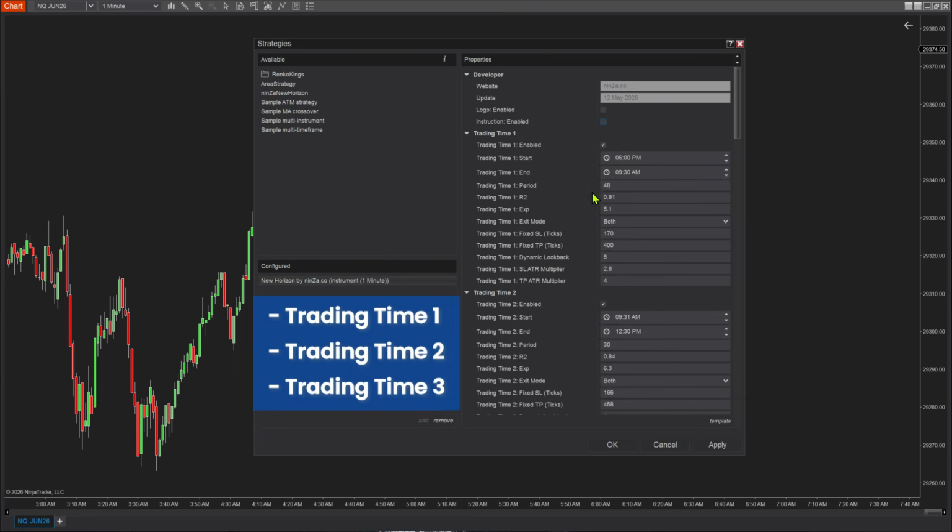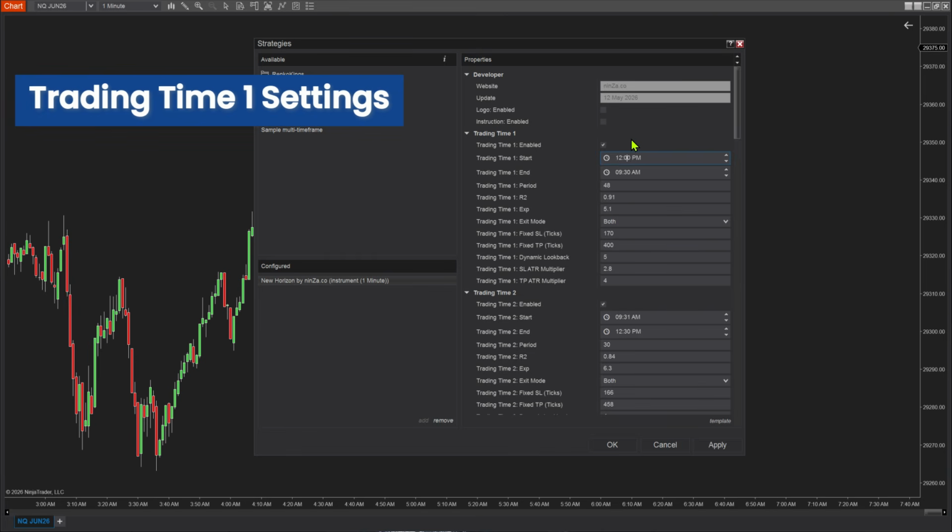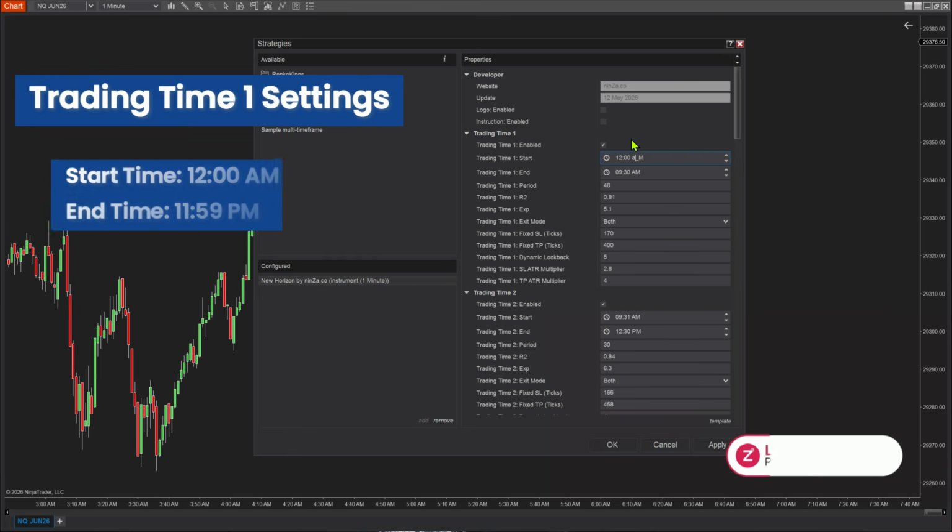Inside the Settings panel, New Horizon includes 3 primary trading sessions corresponding to trading time 1, 2, and 3. For the first trading time session, configure the settings as follows. Set the start time to 12 AM. Set the end time to 11:59 p.m. These times are based on UTC-6. This means the bot is allowed to operate throughout almost the entire trading session.